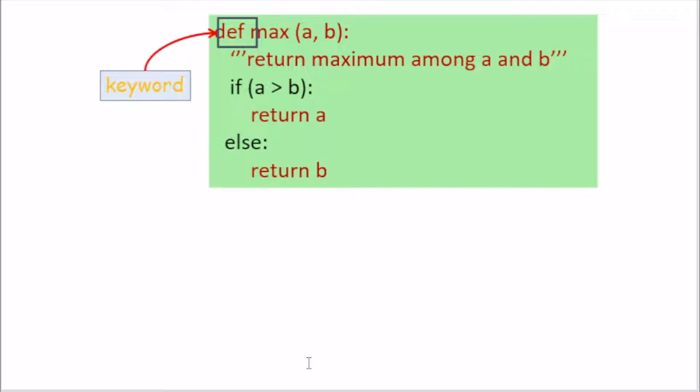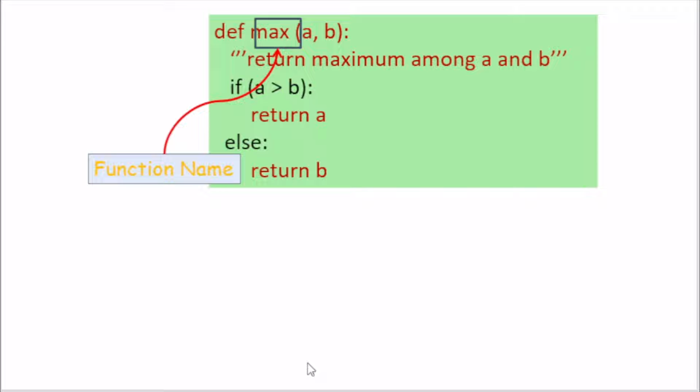We need to specify the def keyword. So here you can see a keyword def is used, which indicates the define the function, followed by the function name. So here you can see max. This max is the name of the function. So this is going to be a user defined function name. So you can use identifier rules in order to define a function name.